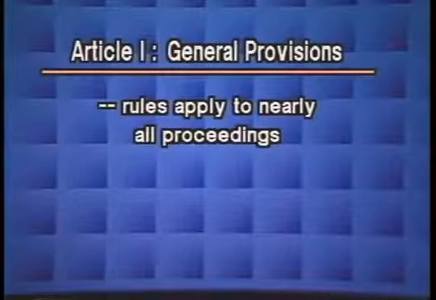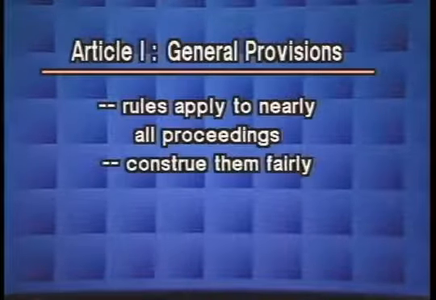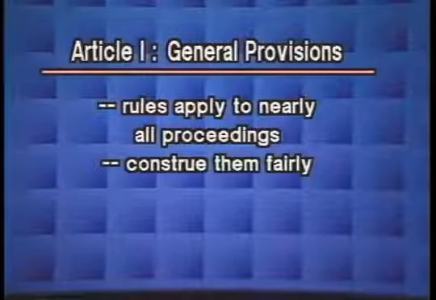We have now covered one of the 11 articles of the Federal Rules of Evidence, and we have covered 6 of the 63 rules, or in other words, 10% of all of the Federal Rules of Evidence. And what have you learned? You've learned they apply to you in nearly all of your proceedings. You've learned that you ought to construe them fairly.